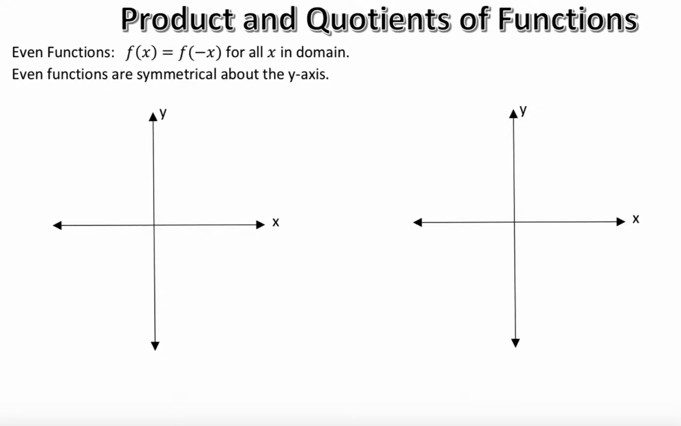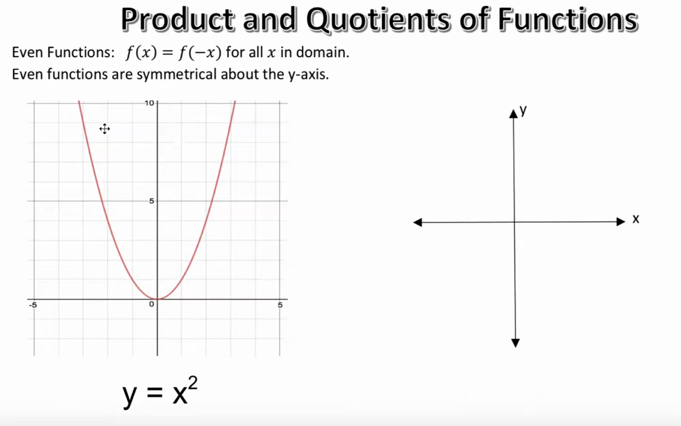Okay, so product and quotients of functions. What we're looking at at the start here is even and odd functions. Now an even function is symmetrical about the y-axis. What that really means is that f(x) is equal to f(-x). If we're looking at very common ones, we're looking at things like a quadratic. If I look at the negative value and the positive value of x, they're the same thing. We're going to get the same y value.